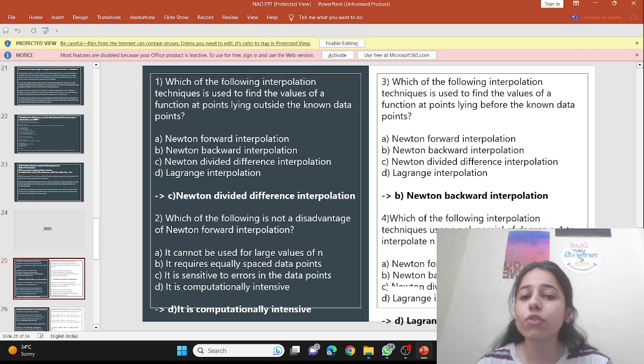First question is, which of the following interpolation techniques is used to find the values of a function at points lying outside the known data points? First option is Newton forward interpolation. Second option is Newton backward interpolation. Third option is Newton divided difference interpolation. And fourth option is Lagrange interpolation. In this, we have to check which technique is used to find the values of a function at points lying outside the known data points.